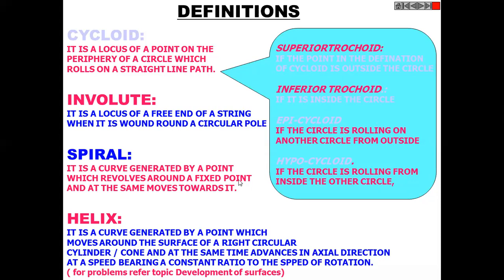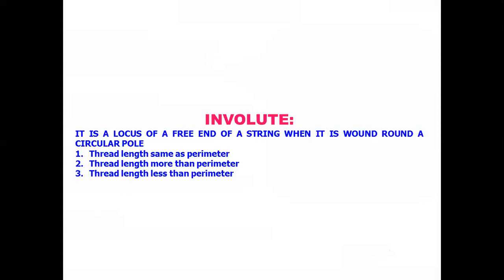Okay, so now we will see them in detail. First of all, we will see involute. What is involute? We have already seen involute, and it is the locus of the free end of a string when it is wound around a circular pole. If you have a circular stick in one hand and a string in the other, and you start winding it on the stick, that path is called the involute path.